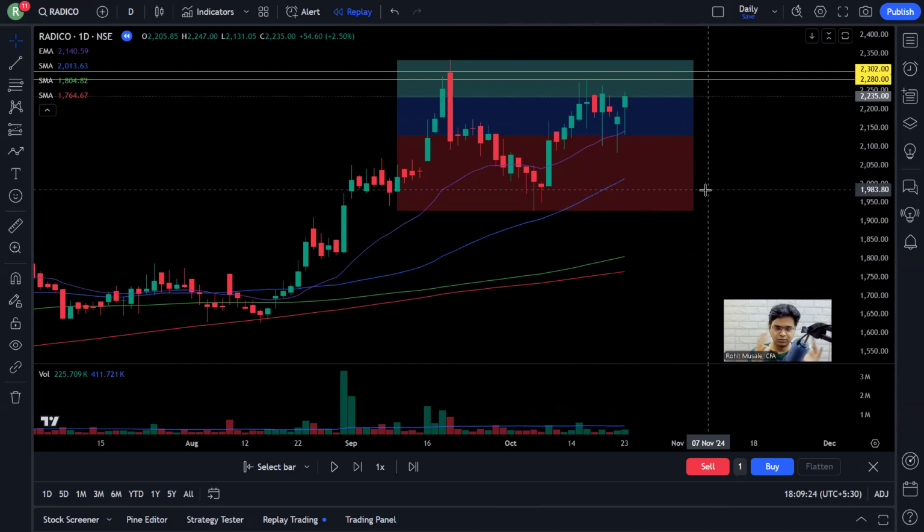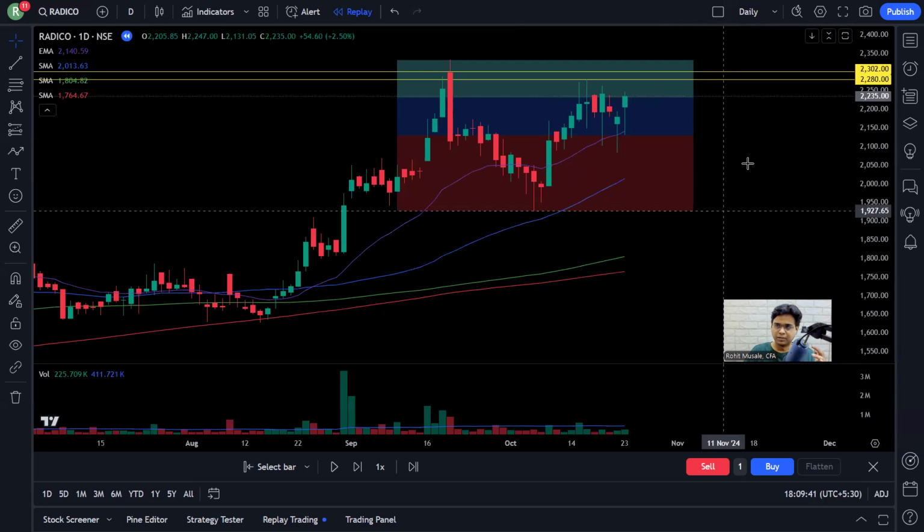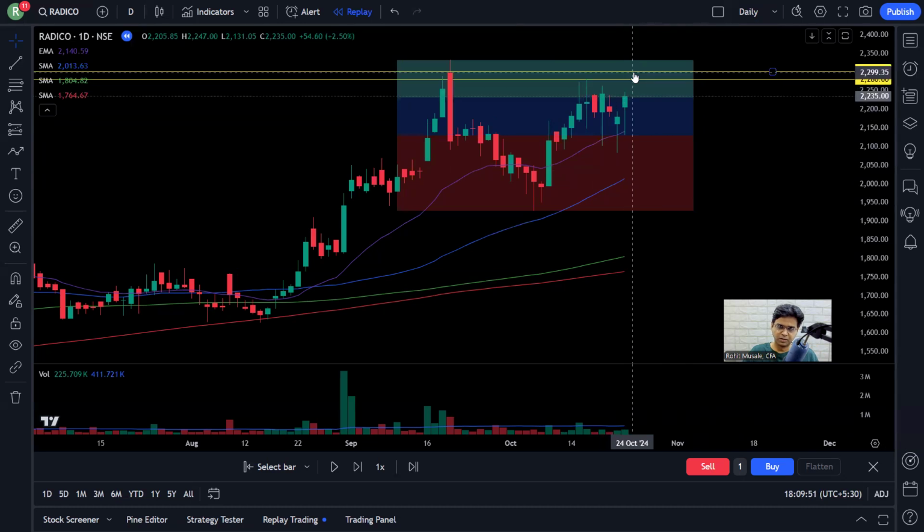Okay. My goal is to enter the stock when the price is in that band, because I might not get a precise execution price of 2280. Okay, that can only happen if I put a GTT order or an automatic buy order. But since I'm putting a market order, I need a band where I can buy the stock. So I cannot buy the stock if it exceeds the second yellow line. Okay, that's my maximum price that I can pay, and this is the minimum price I will pay.